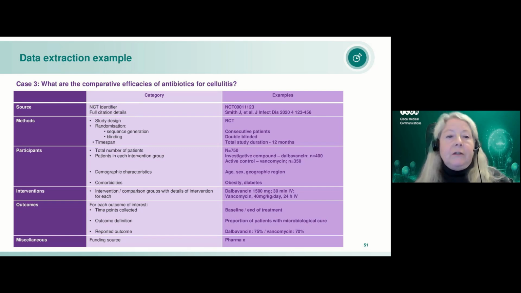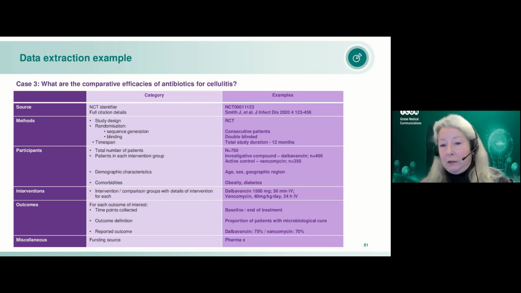For interventions, you need to consider total intervention groups, for example, study and comparator antibiotics and doses, the routes of administration, and the times taken to administer. It's all details that you may need. And for outcomes, for each outcome of interest, record the outcome definition. For example, in our case, the proportion of patients with a microbiological cure, and also the results of the outcomes.